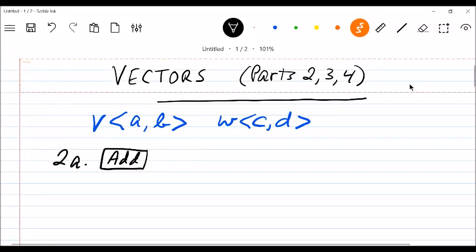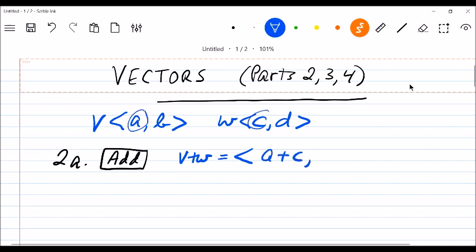Welcome to vectors. We're going to look at some of the operations we can do with vectors, specifically adding, subtracting, multiplying. So there's a pattern when we're adding or subtracting. We're going to start with 2a, adding. And that pattern looks like this. Vector V plus vector W would be equal to the vector where the two that look like X values get added together.